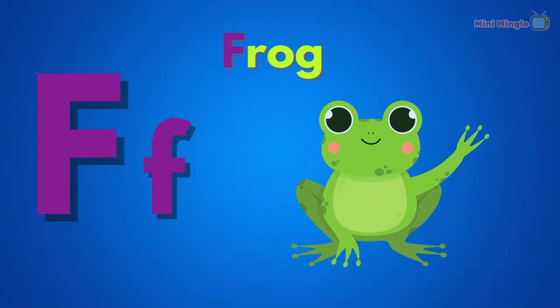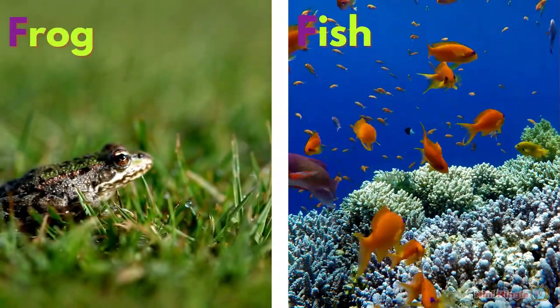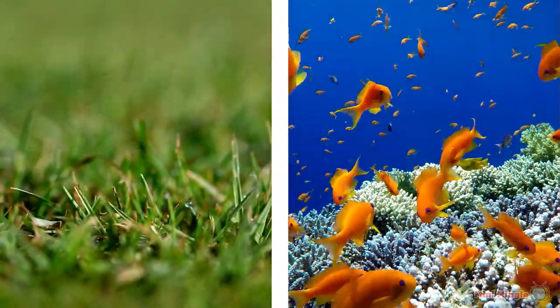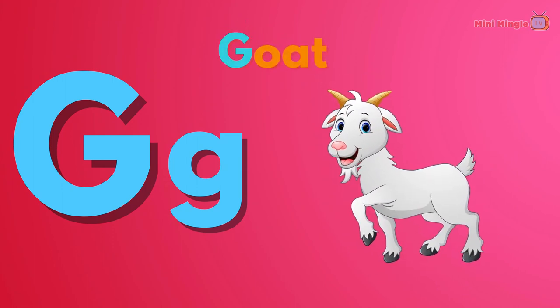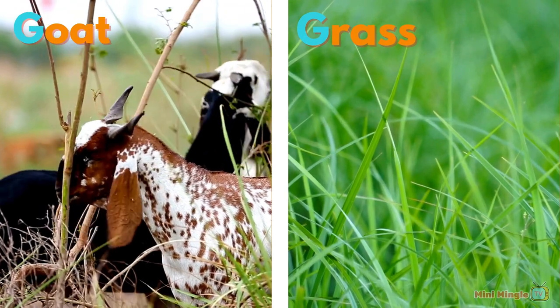F for frog. F for fish. Frog and fish. G for goat. G for grass. Goat and grass.